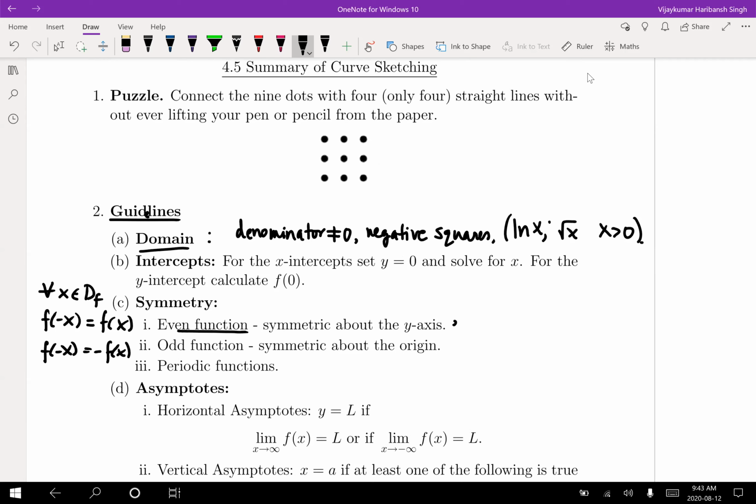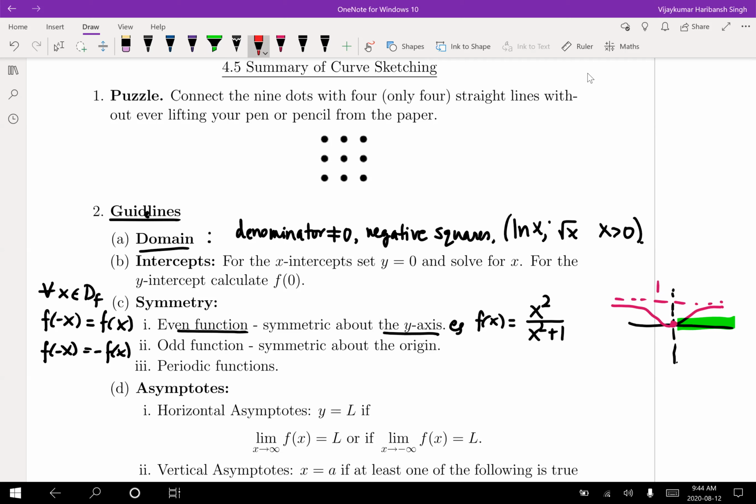An example is f of x equals x squared upon x squared plus 1. If you look at this, when you're drawing this graph, you just need to focus on one side because it's symmetric around the y-axis. So when you're drawing this, this is 1. So this is how the graph looks. So in principle, you just have to focus on one side and draw the other side using reflection. Now, odd functions are symmetric around the origin.